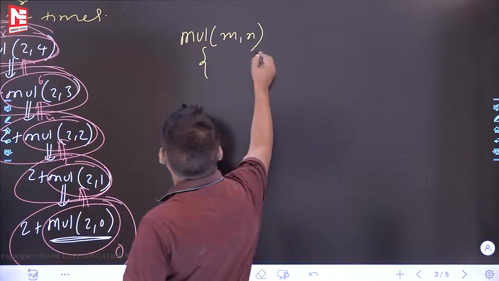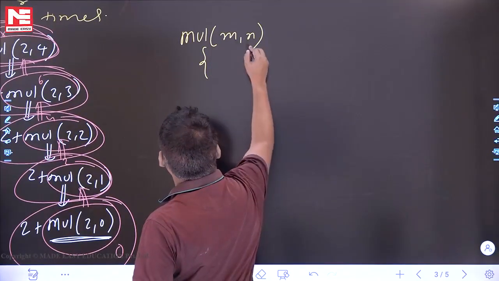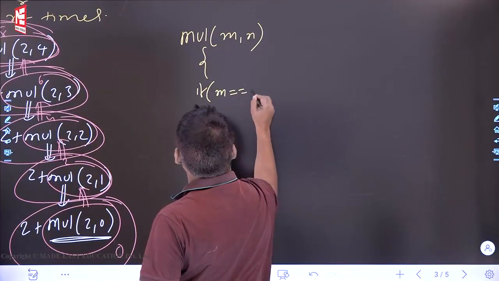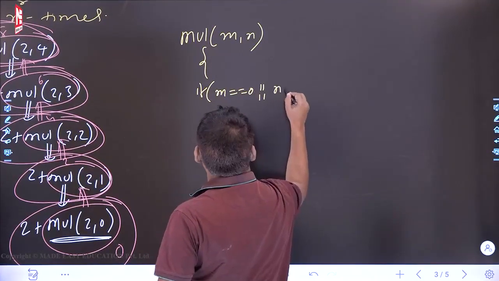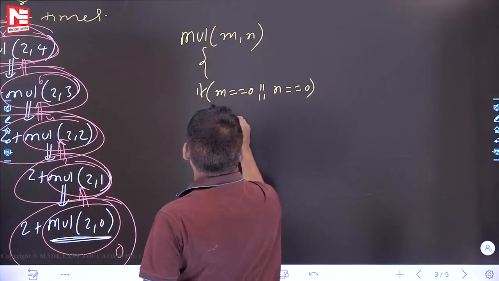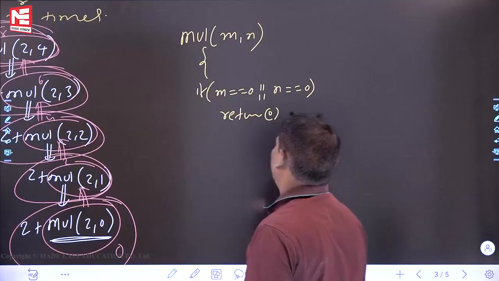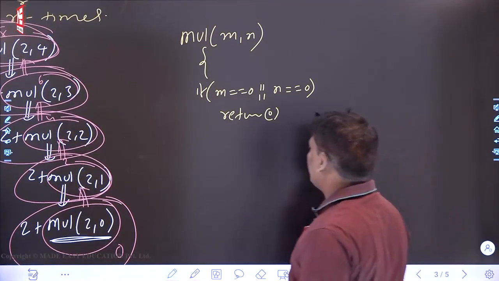See this one. Multiplication of m comma n. What is the answer? Adding m, n times. What is the termination condition? This is the answer. See this one. If m is equal to 0 or n is equal to 0, then return 0. Any one is 0, then return 0. That is the termination condition, everyone knows.